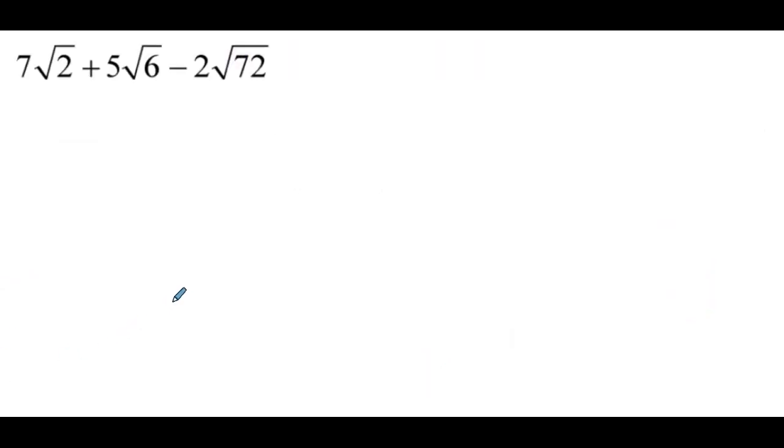Our next example, now we have three terms. So 7 times the square root of 2 plus 5 times the square root of 6 minus 2 times the square root of 72. So first thing we need to do is simplify the square root of 72. Again, we'll do that off to the side here. So the square root of 72 can be expressed as the square root of 36 times the square root of 2. So that becomes 6 times the square root of 2.